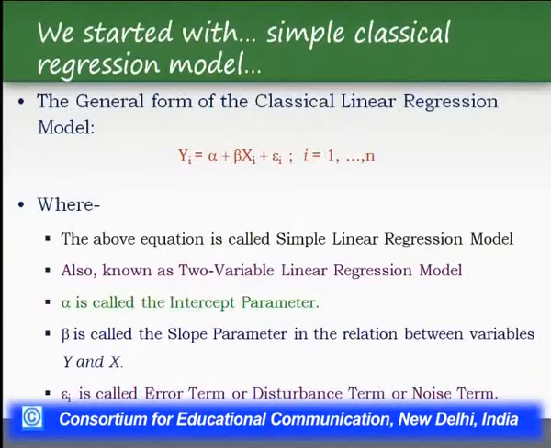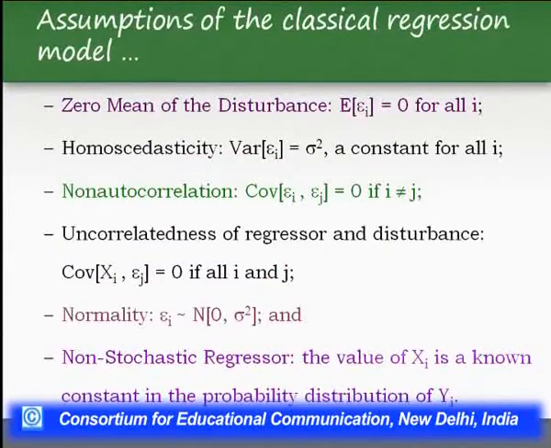So we have now talked about a simple linear regression model, or two-variable linear regression model, and you have already seen the equation, that is yi equal to alpha plus beta xi plus ei, where i goes from 1 to n. Now we will talk about certain assumptions of the classical regression model.